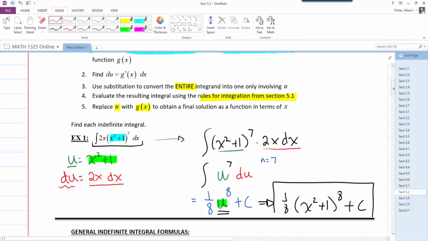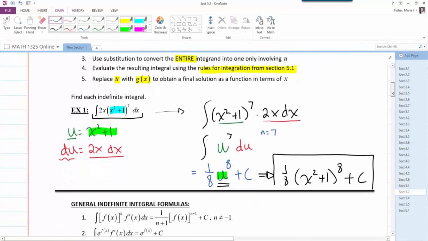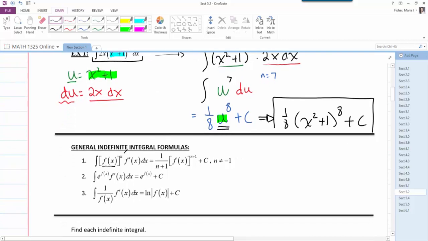So recall in step 1, I tell you that u is typically going to be one of the functions that is being raised to a power, that e is raised to, or the function in the denominator. So we have these, in general, indefinite integral formulas that say if you have a function raised to a power times the derivative times dx, that it just integrates as 1 over n plus 1 f of x to the n plus 1 plus c, as long as n doesn't equal negative 1. Well, this is just another way of saying this is the same as u to the n du.